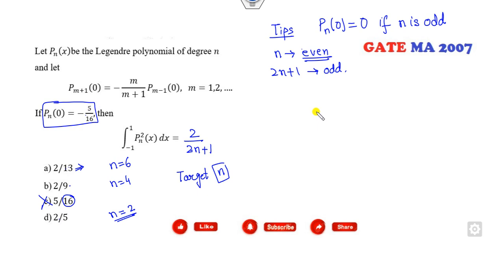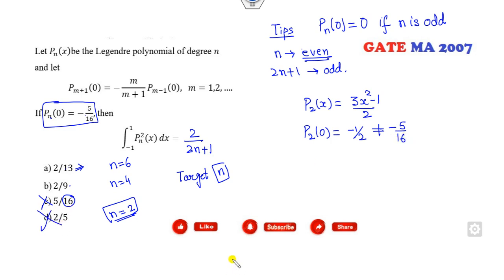Fine. So look at that. What is the p2 of x? p2 of x will be 3x squared minus 1 over 2. So if n is 2, it means p2 at 0. What is p2 at 0? Minus half, which is not equal to minus 5 over 16. So this option is cancelled out.